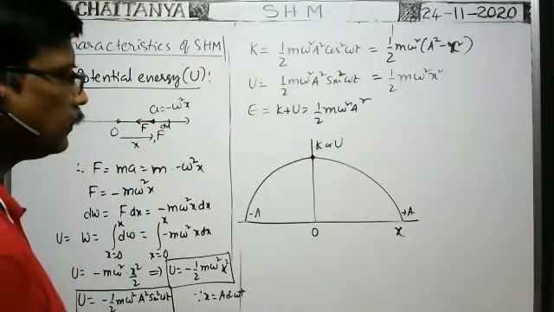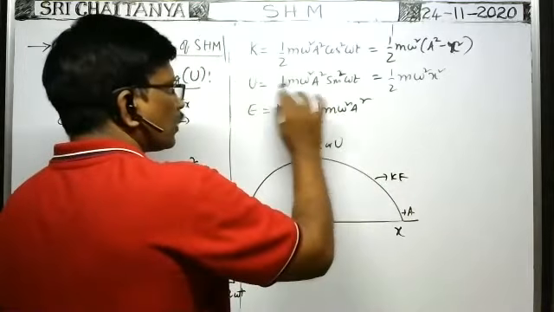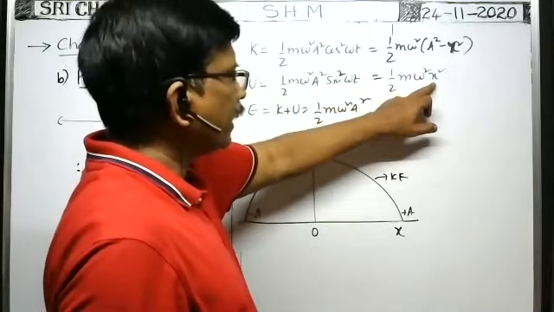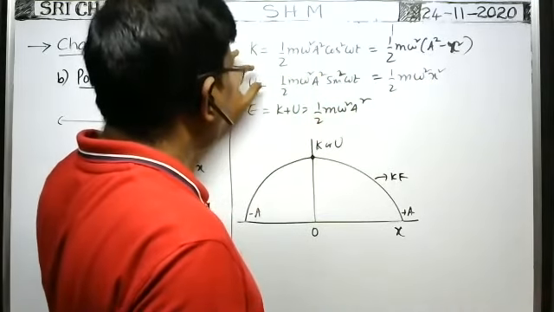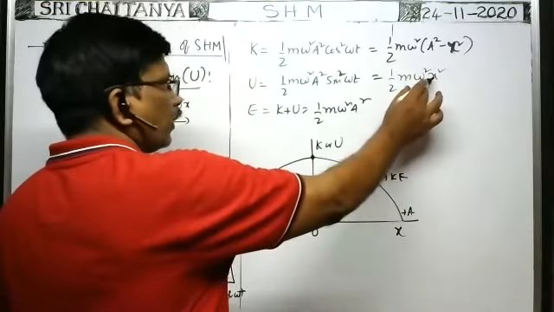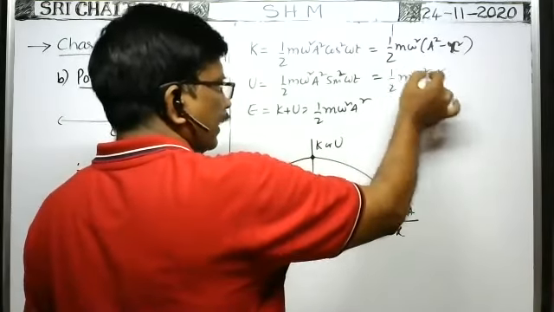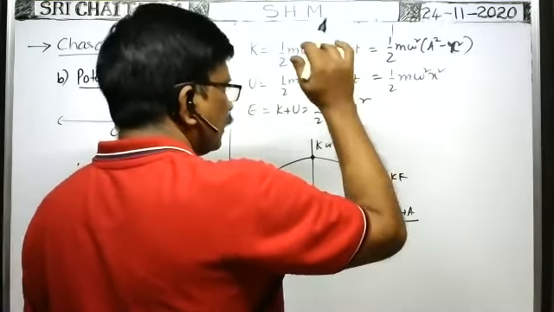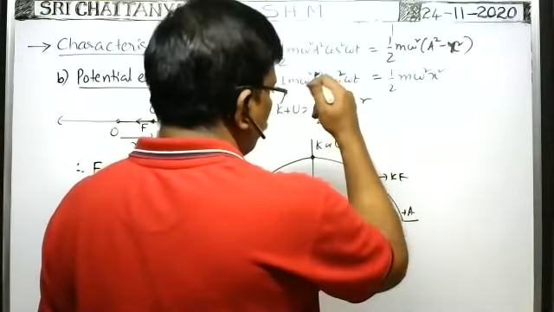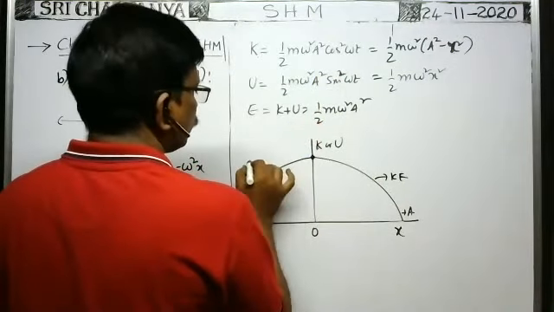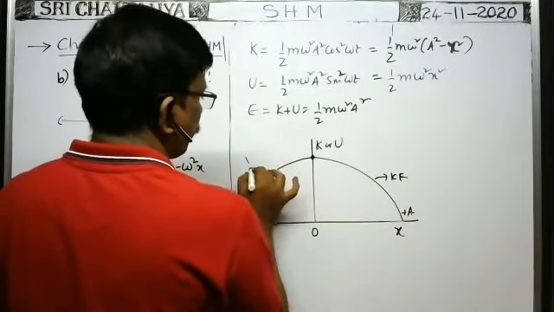Okay, that is the kinetic energy graph. Next, how can we draw the potential energy versus x graph? Here also, the potential energy depends on x squared, and the coefficient of x squared is positive, so the potential energy-displacement graph is a parabola opening towards the positive potential energy axis. The potential energy axis is this one, so you will get a graph like this.